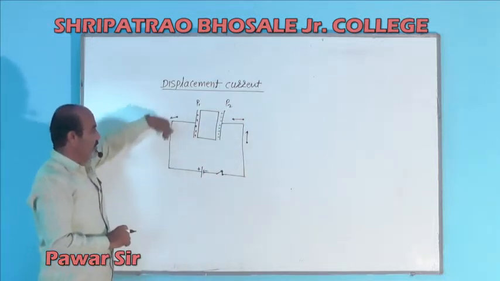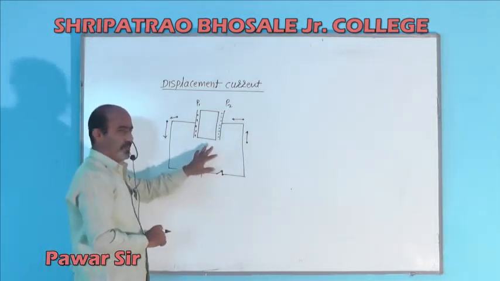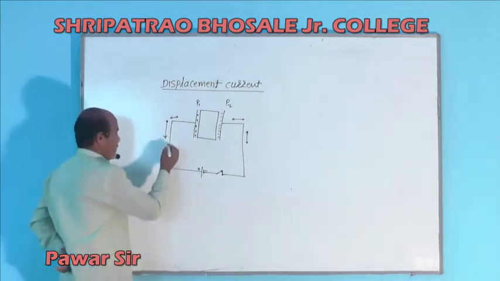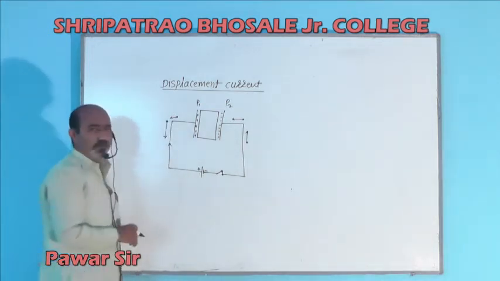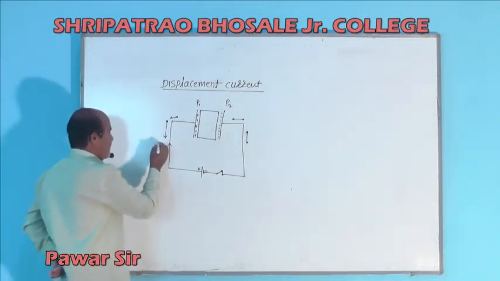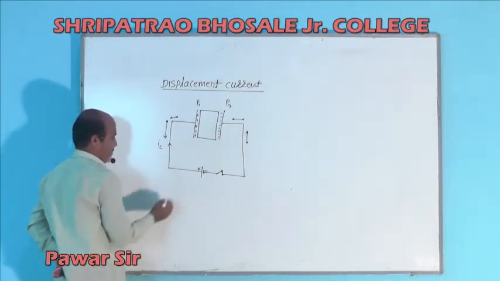Due to this motion of electrons in the circuit, a current is produced in the direction opposite to that of motion of electrons, and this current is called conduction current.